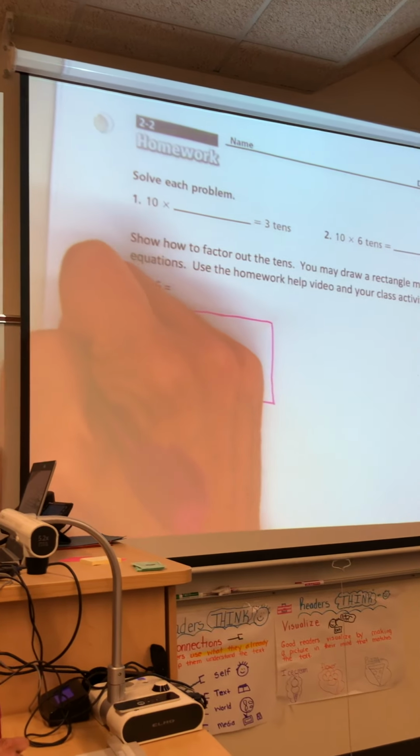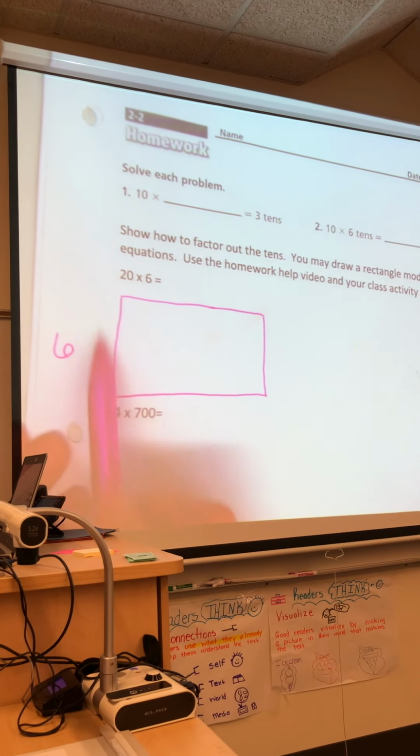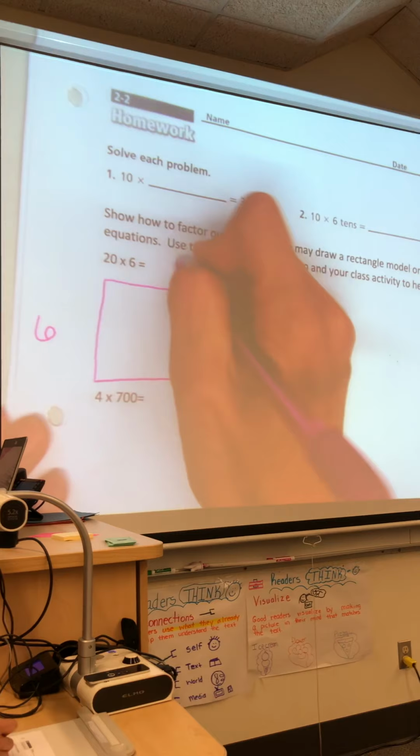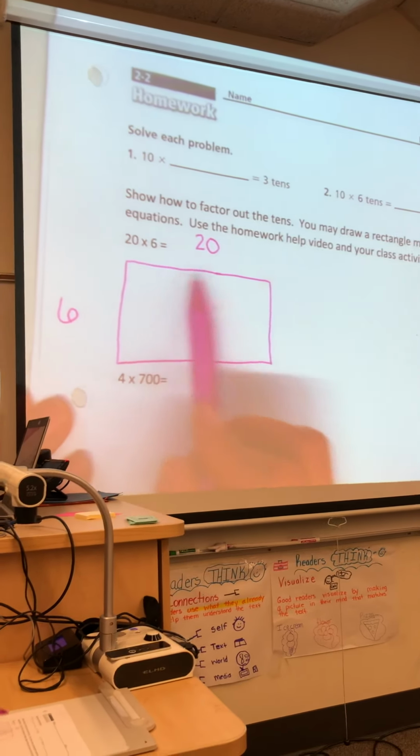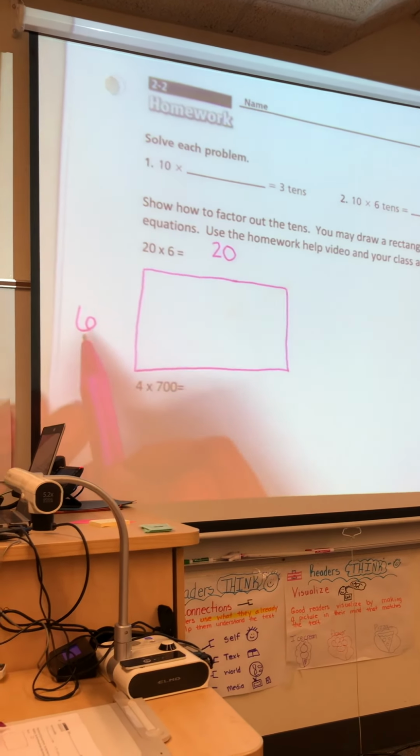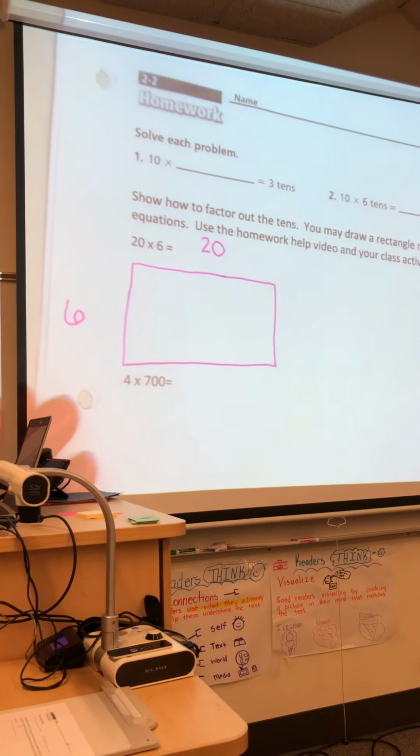I'm going to call this side 6, and remember that I put my 6 far enough over so that way I have room to factor out the ones. And I'm going to call the top 20, and remember I'm going to put that up high enough to factor out those 10s. You could put 20 here and 6 here. Because of the commutative property, we can switch the order of those.